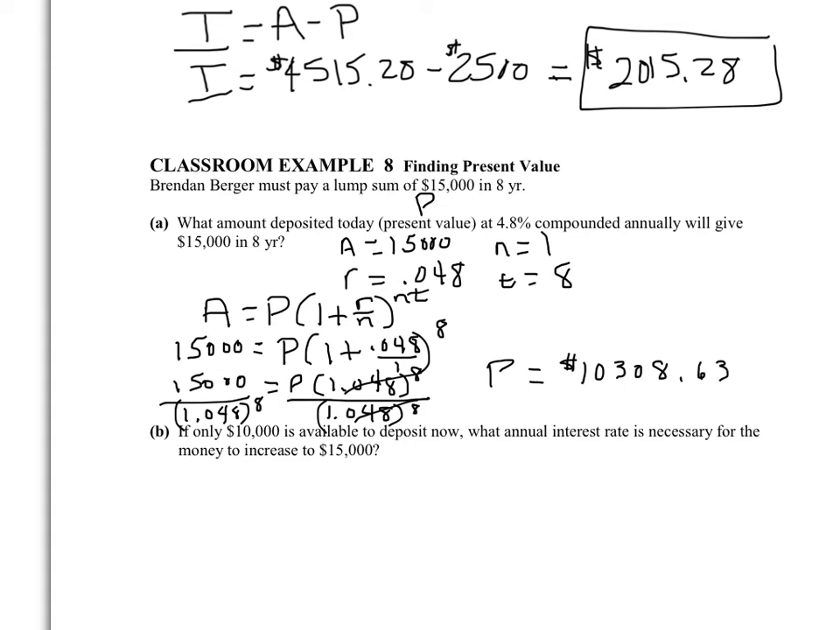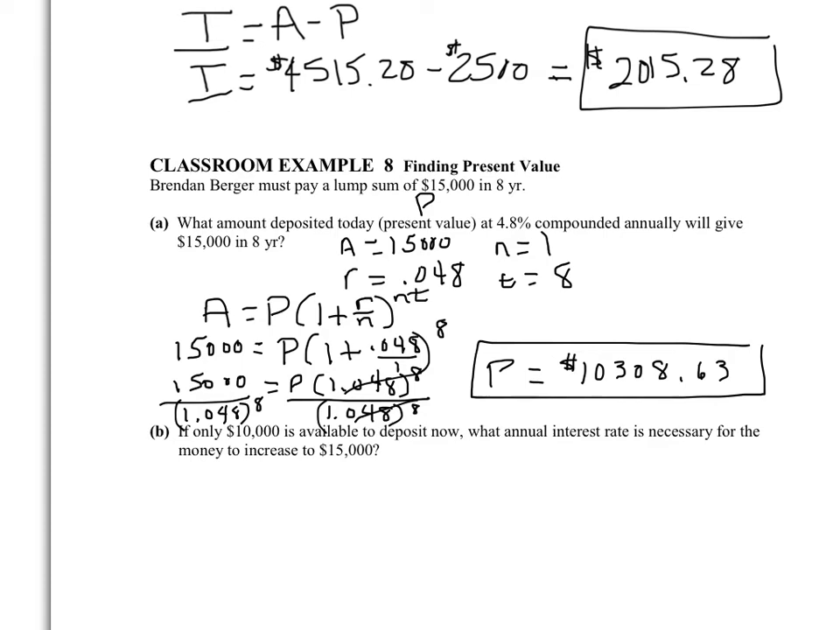So that's how much Brendan Berger would need to put into a bank account if that's the interest rate that he can earn. Now, here's his problem. He only has $10,000 available to deposit right now. So he needs to look for a little better interest rate. Do you think we could figure that out? Hopefully you say, yes, we certainly can.